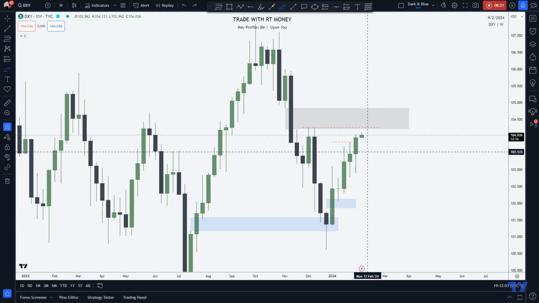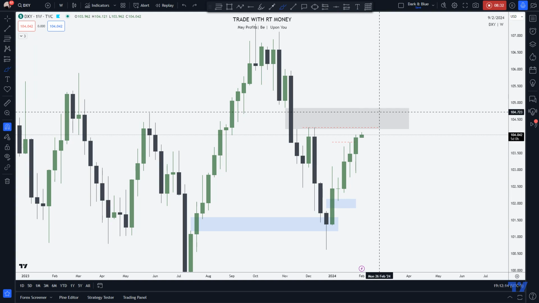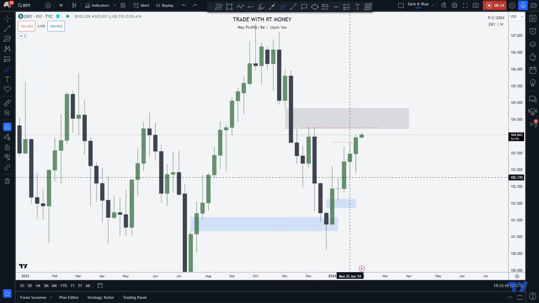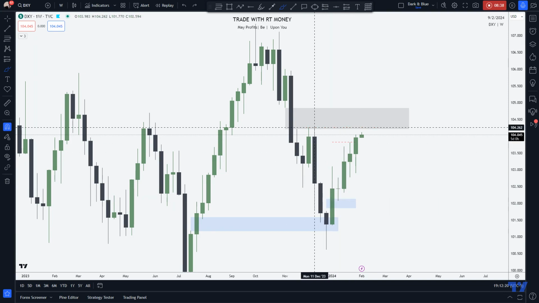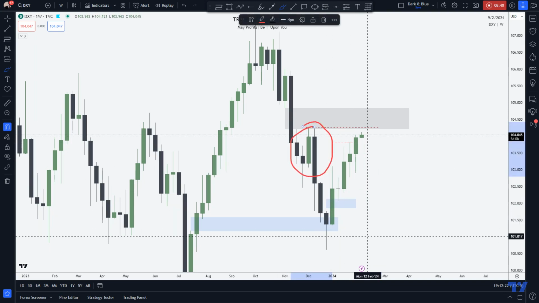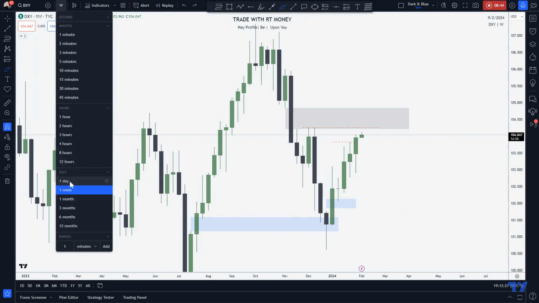I want to see if it creates another fair value gap here. So far we have bullish momentum going into a bearish fair value gap. But the bullish PD arrays are being respected. The bearish ones have been disrespected. Got it? All right, let's go to the daily.